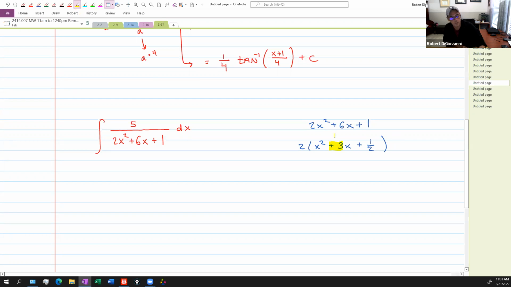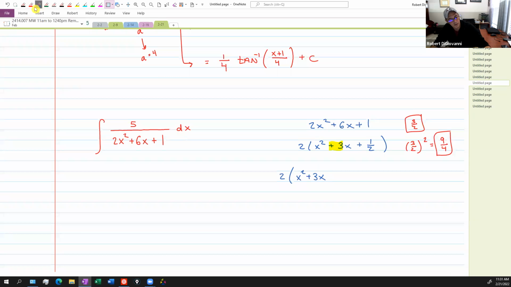You take the number in front of x, which is 3, right? You take half of that. That's your first number, 3/2. You take that 3/2 and you square it. That's 9/4. That's your second important number. You're going to be adding and subtracting 9/4. So x squared plus 3x, here comes plus 9/4, here comes minus 9/4, and then I still have the plus 1/2 here. Okay.